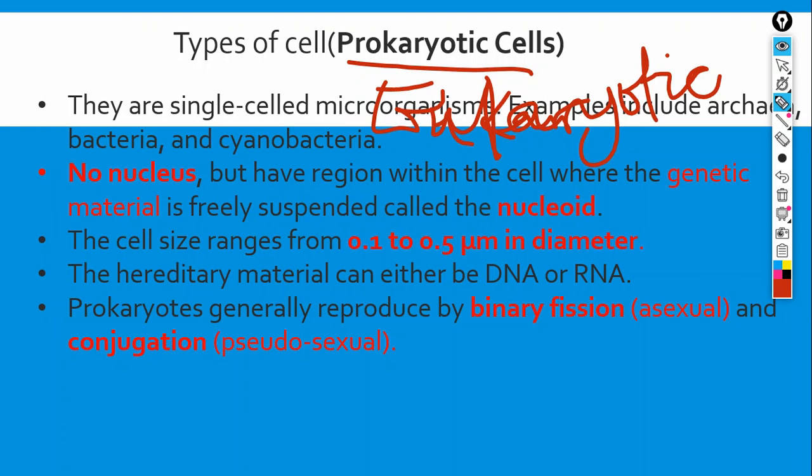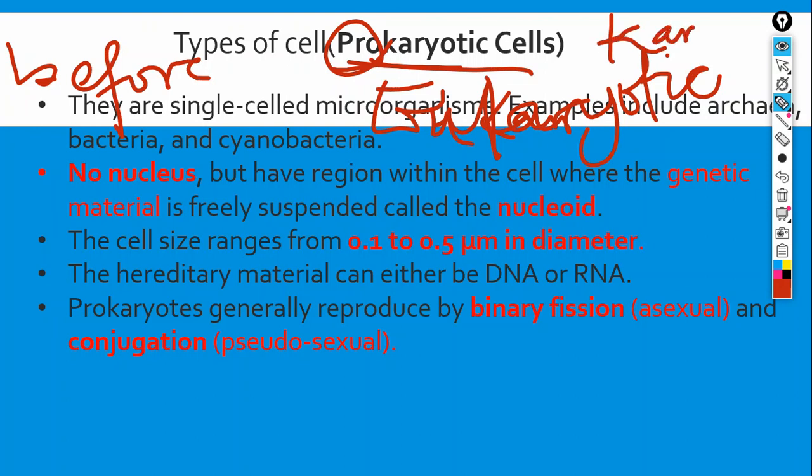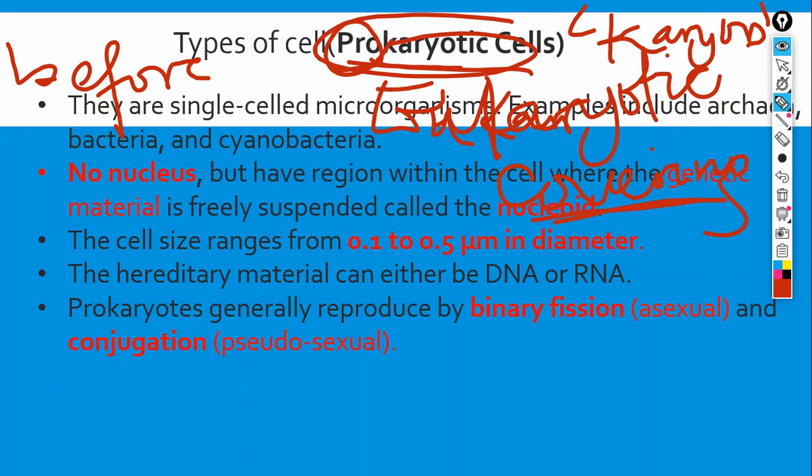All right. The word pro means before. Is that okay? And the suffix is the word karyon, which is used to refer to the nucleus. So we refer to prokaryotic cells as before nucleus, that is, they have no definite nucleus. Then eukaryotic: the word eu means true, and karyon also refers to the nucleus. So true nucleus, which means they have a nucleus, right?